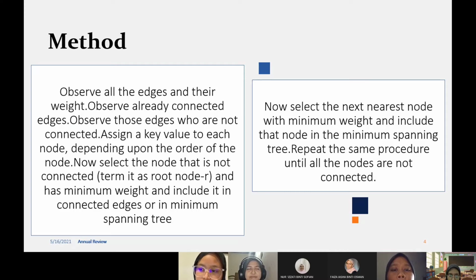Next, for the method: observe all the edges and their weights. Observe already connected edges. Observe those edges that are not connected. Assign a key value to each node depending upon the order of the node. Now select the node that is not connected, turn it into root node R with minimum weight, and include it in the connected edges or in the minimal spanning tree. Then select the next nearest node with minimum weight and include that node in the minimum spanning tree. Repeat the same procedure until all the nodes are connected.